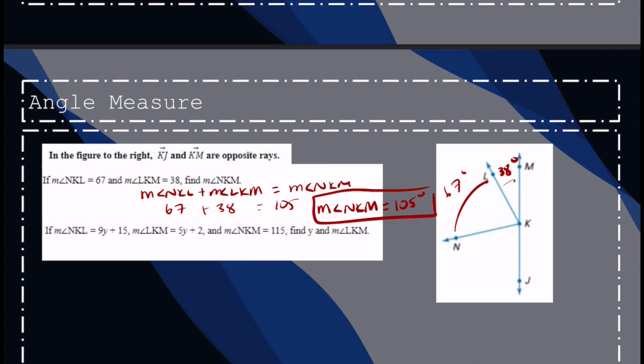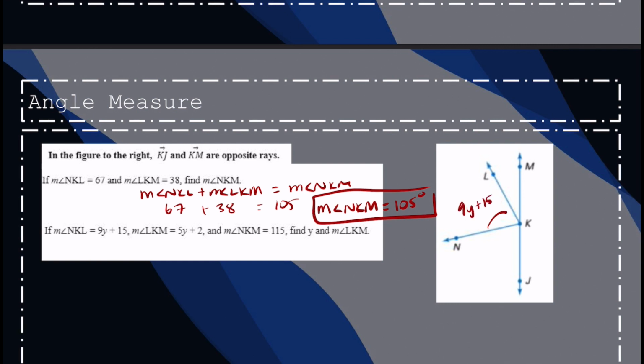It says if measure angle NKL is equal to 9y plus 15, and the measure of LKM is 5y plus 2, then we know the measure angle NKM is equal to 115. So let's take a look at the figure over here. We know that NKL is 9y plus 15, and measure angle LKM is 5y plus 2. So that whole thing here is 115.